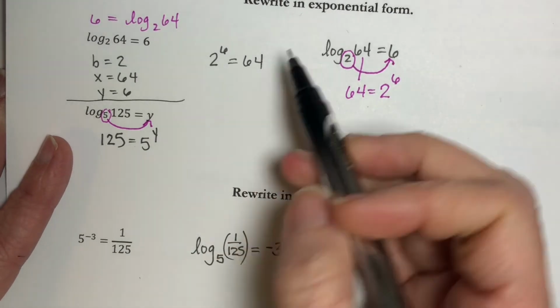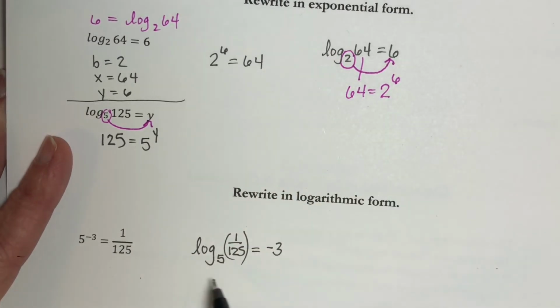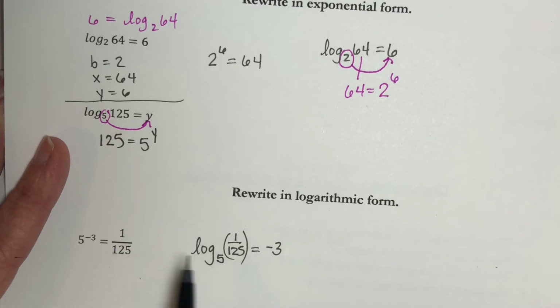Now check it. Going backwards, the 5 would swoop over. I would have 5 to the -3 equal to 1 over 125 would come directly down. So it is the same thing.